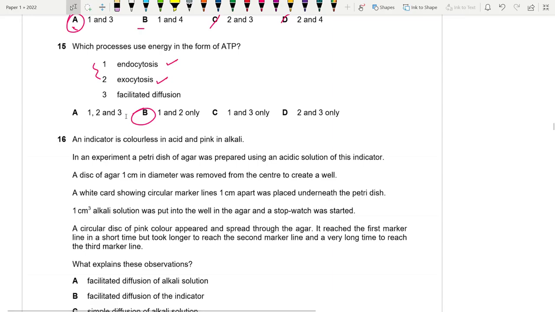15b. An indicator is colorless in acid and pink in alkali. Phenolphthalein. In an experiment, a petri dish of agar was prepared using an acidic solution of this indicator. A disc of agar 1 centimeter in diameter was removed from the center to create a well. A white card showing circular marker lines 1 centimeter apart was placed underneath the petri dish.